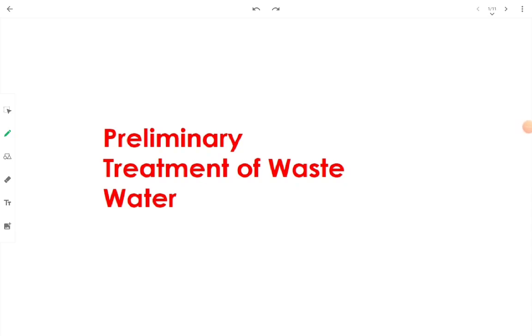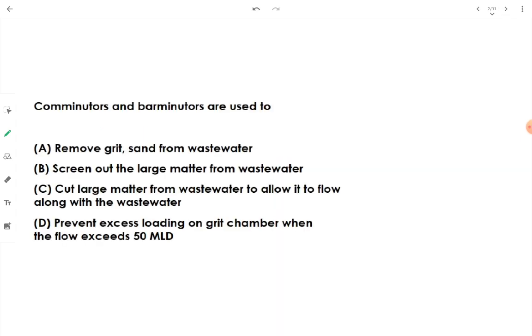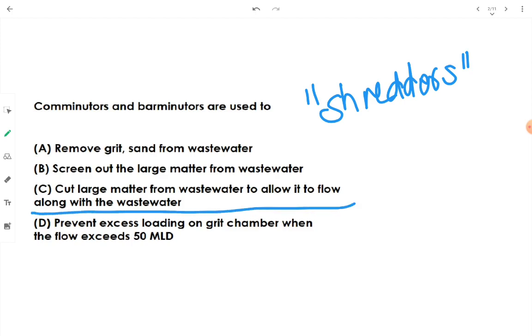So let's talk about preliminary treatment of wastewater in the subject wastewater engineering. The first question in front of us is: comminutors and barminutors are used to... See, comminutors and barminutors are the words used for the common industrial term shredder. And what do these shredders do? Shredders generally cut large objects into smaller objects. They just chop it down, they just shred it down to a small size. Therefore, the relevant option here is that they cut large matter from wastewater to allow it to flow along with the wastewater. Option C is the right one.